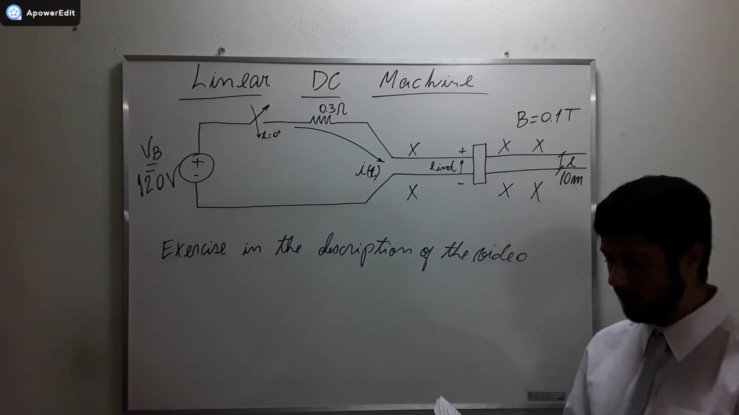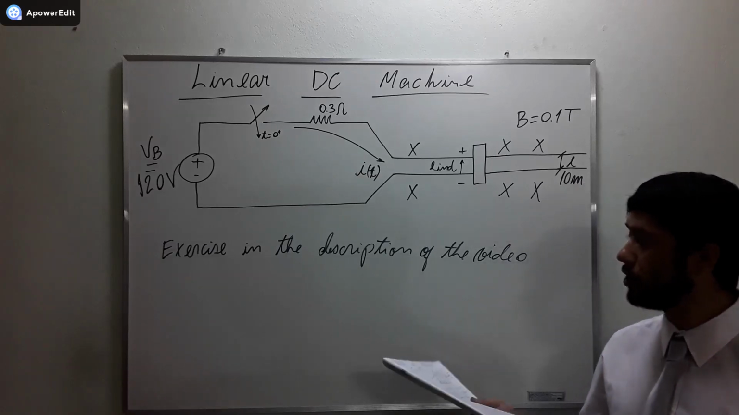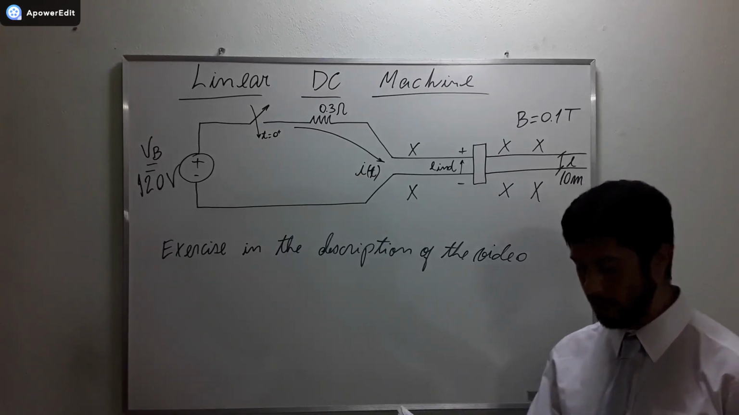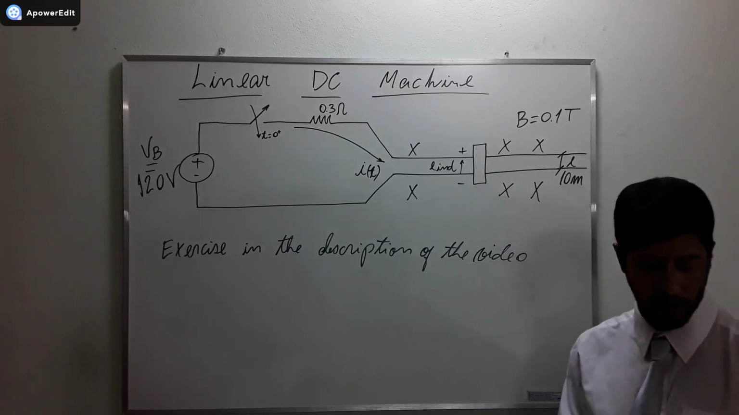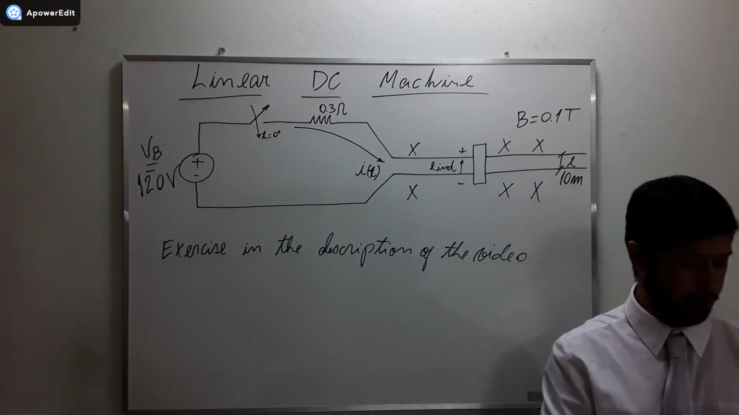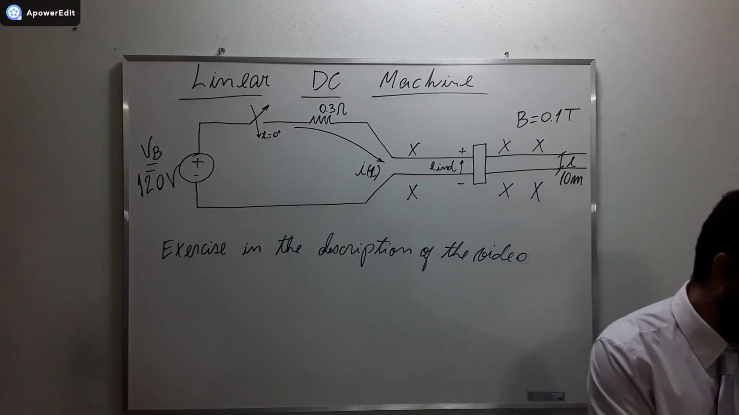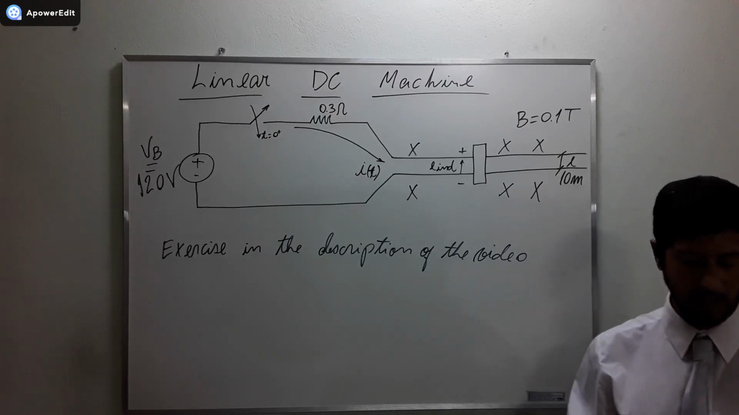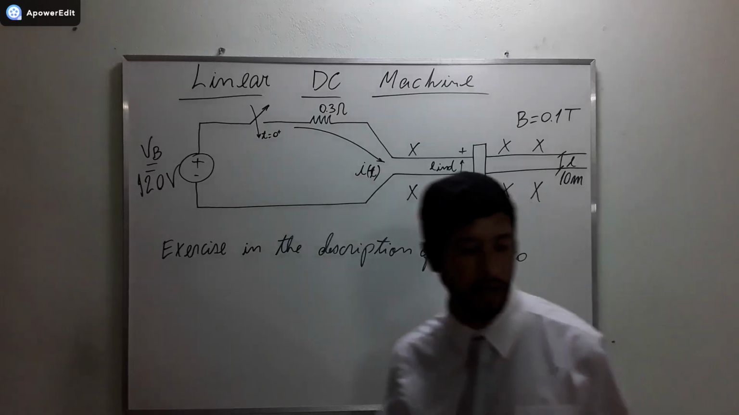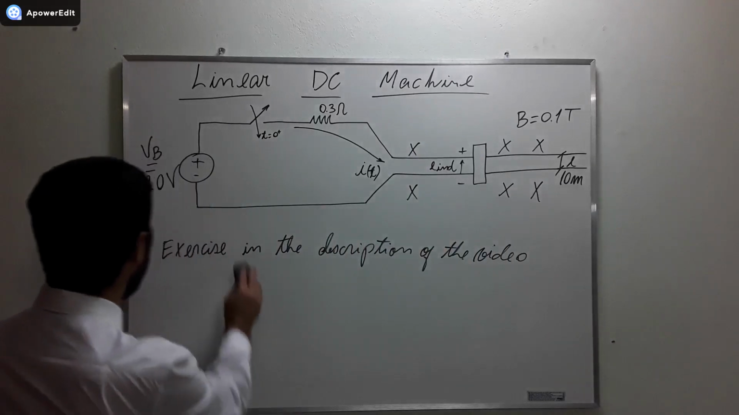Okay, in letters A, B, and C, the machine is going to operate as a motor, and in letter D, the machine is going to operate as a generator. Okay, let's solve it. In letter A, the exercise asks us to calculate the starting current. So let's calculate the starting current of the machine.